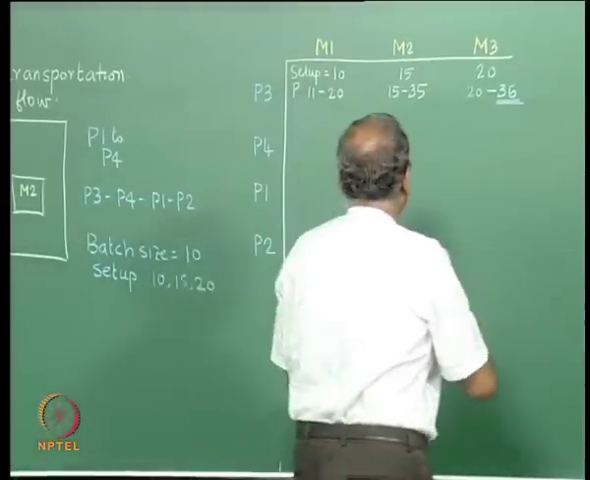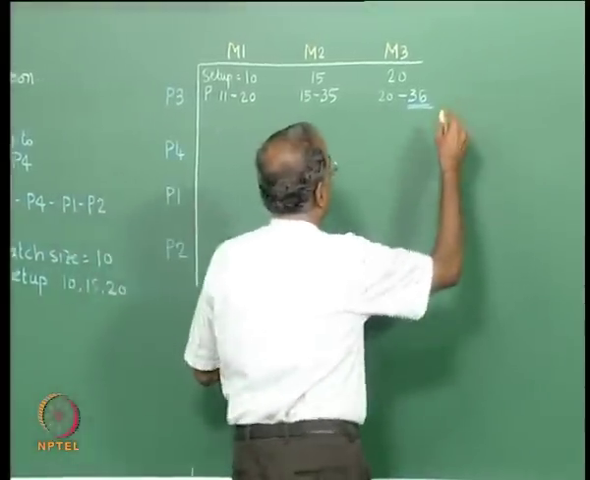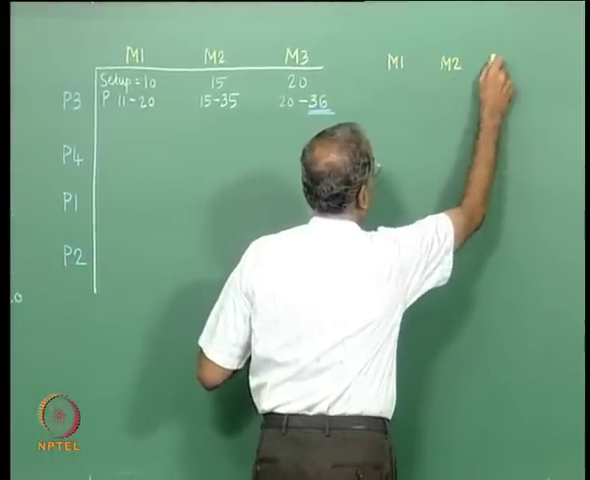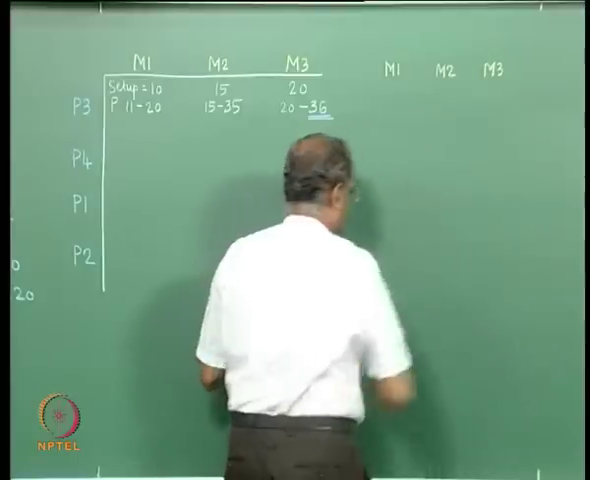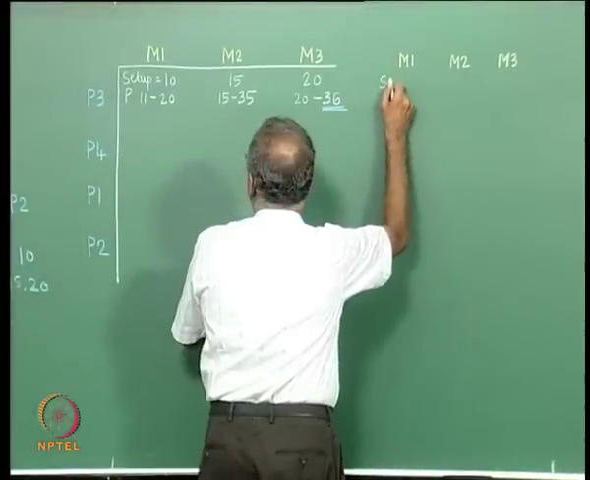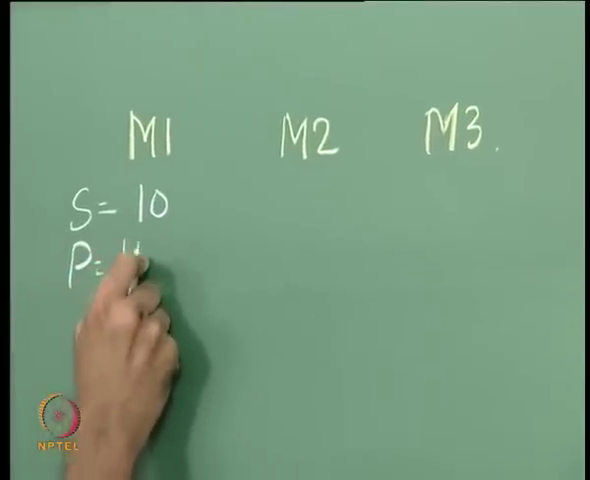So that can be shown here for M1, M2 and M3. Setup starts and setup is over at time equal to 10, and processing is over between 11 and 20.